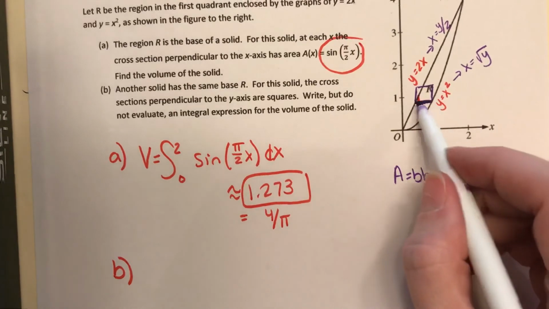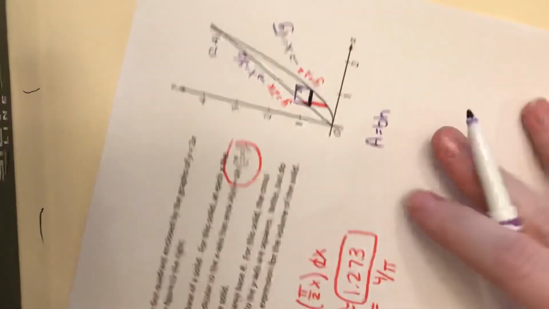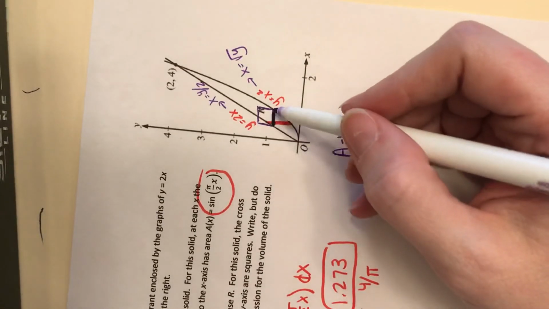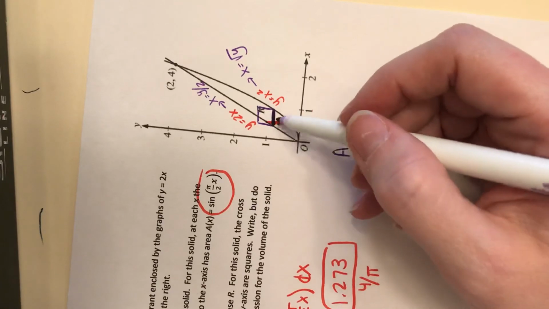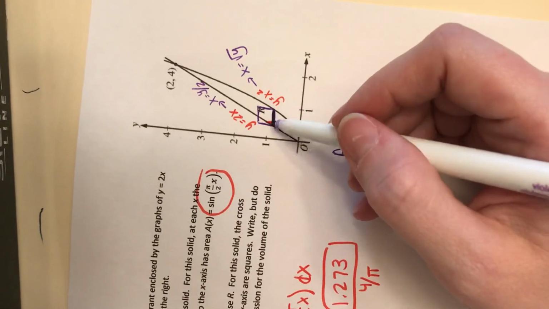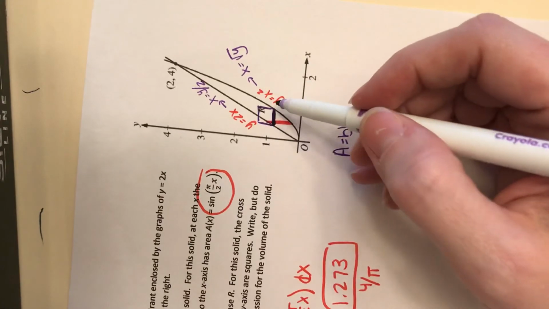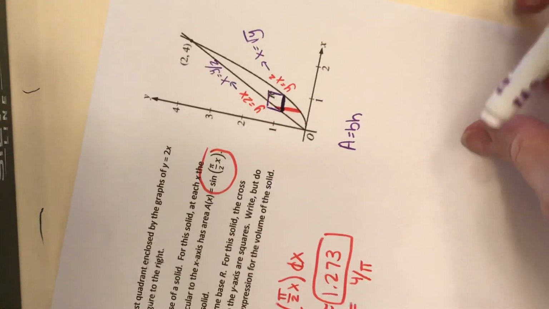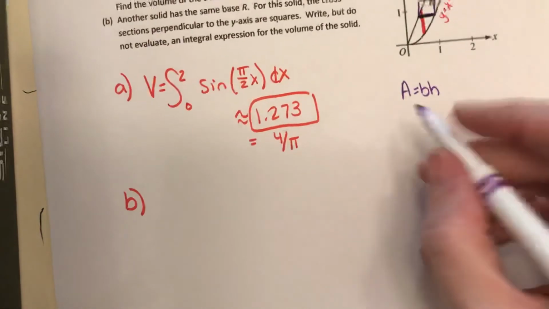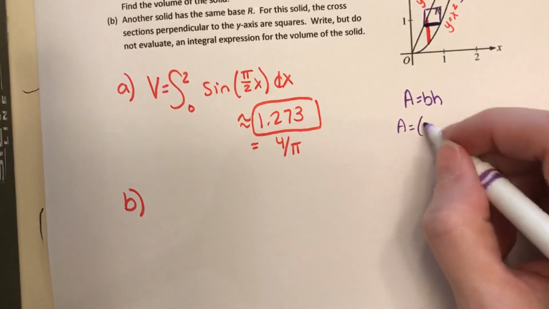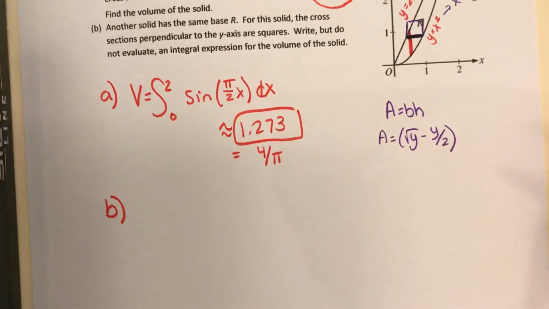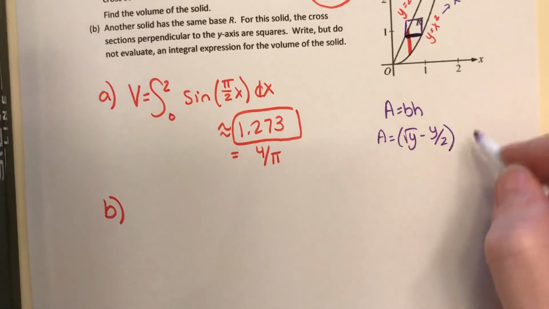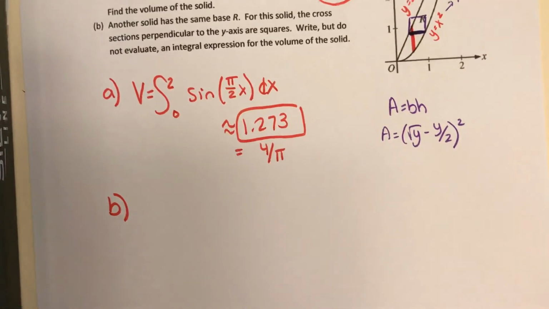Okay, so to get this distance here, if I turn my paper sideways, if we want the distance between two lines, we always take the top, which is the furthest distance, minus the bottom, which is the closest distance, and that gives us the distance in between. So that would be the square root of y minus y over 2 is my base. And the height is the same thing because it's a square, so I can either write that again or I can just put a square here.